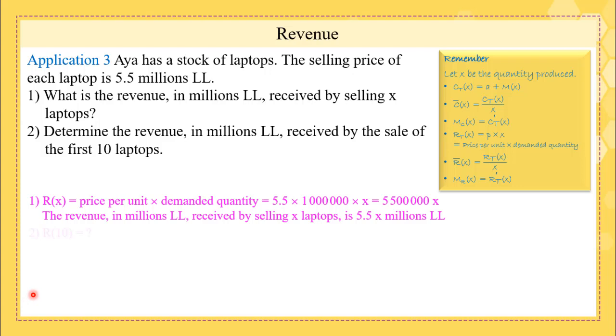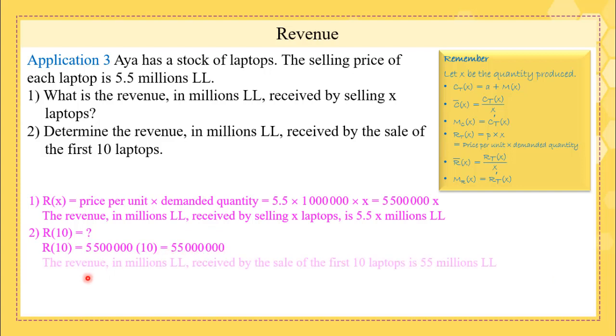So in other words, we need to find R of 10. Just replace X by 10 in the expression of R of X. So we get R of 10 equal 55 million. Thus, the revenue in millions of Lebanese lira received by the sale of the first 10 laptops is 55 million Lebanese lira.